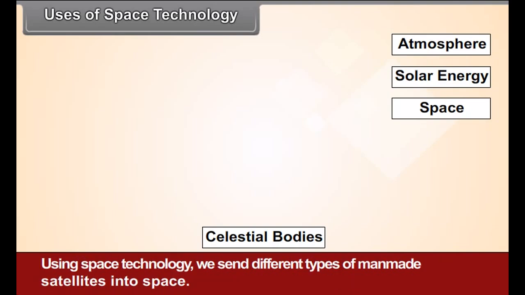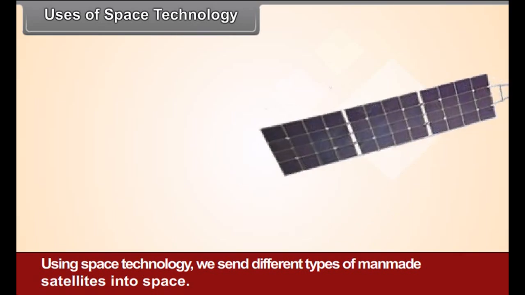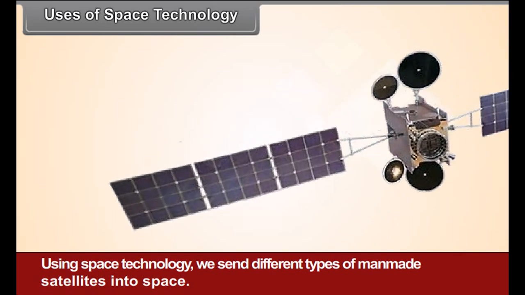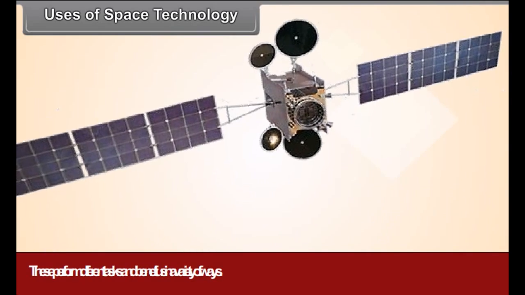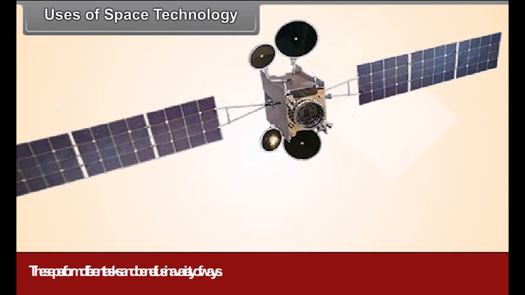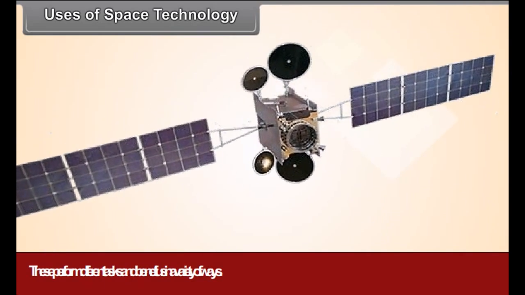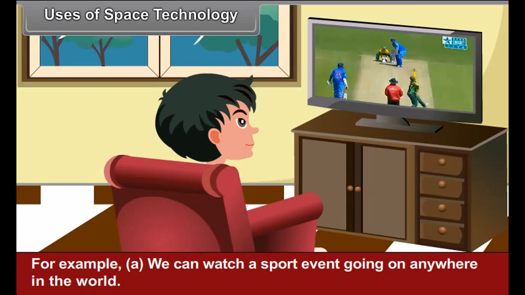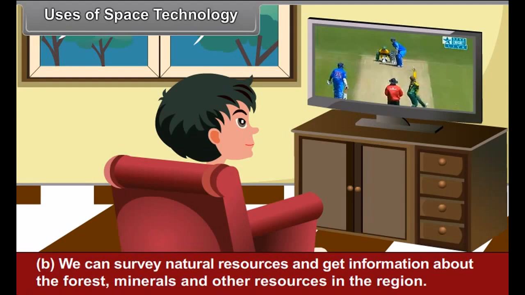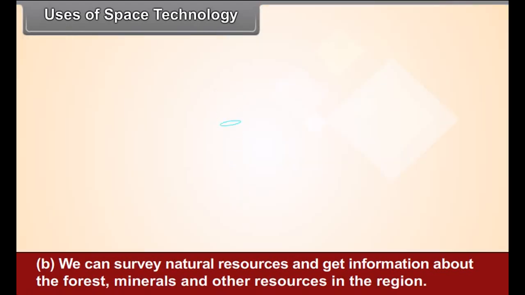Using space technology, we send different types of man-made satellites into space. These perform different tasks and benefit us in a variety of ways. For example, A. We can watch a sports event going on anywhere in the world. B. We can survey natural resources and get information about the forests, minerals, and other resources in the region.